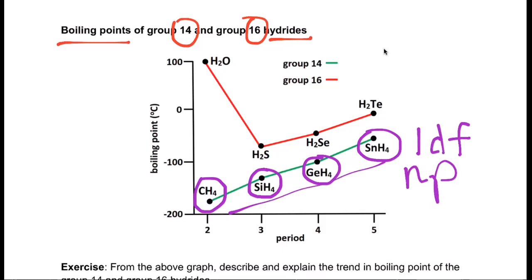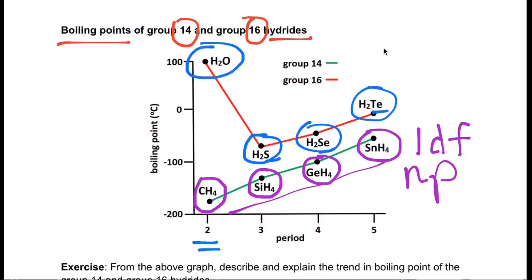Now, if I come up here and I look at the trend for group 16. Here in period 3, period 4, and period 5, where it's sulfur, selenium, and tellurium, those are increasing like normal, okay, because they have the London dispersion forces. The difference here is look where water is. Water is in the second period. But look how much higher it is than the other 3. And so the explanation for this is because this is the only one that does hydrogen bonding.